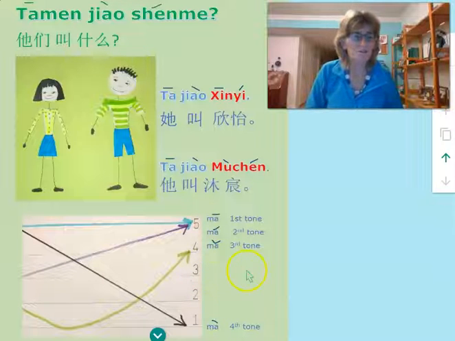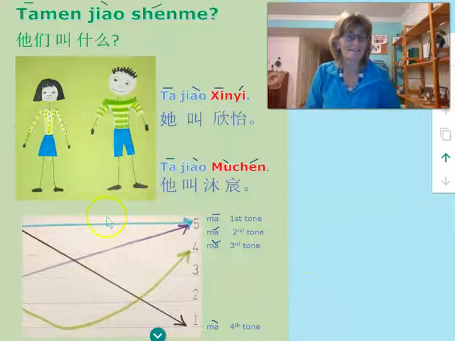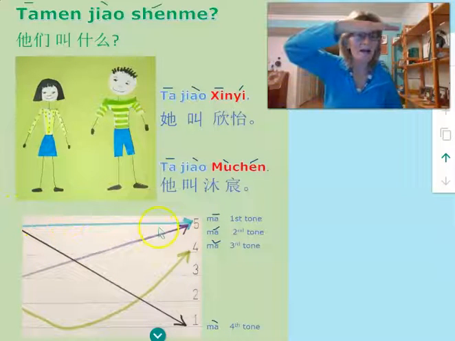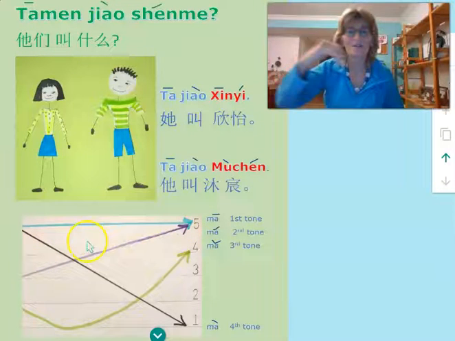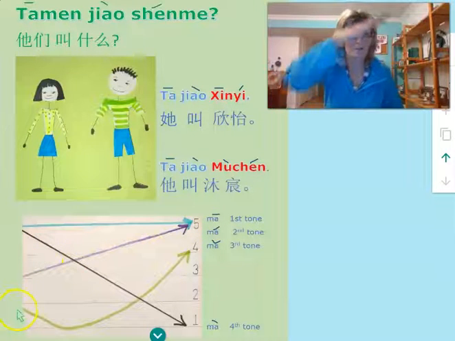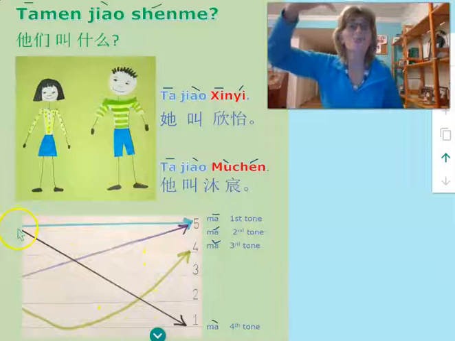Okay, let's just go over those before we end today's little lesson. Check you remember. Okay, first tone, ma. Second tone, ma, rising. Third tone, down a bit and then rise. Ma. And the fourth tone, ma.